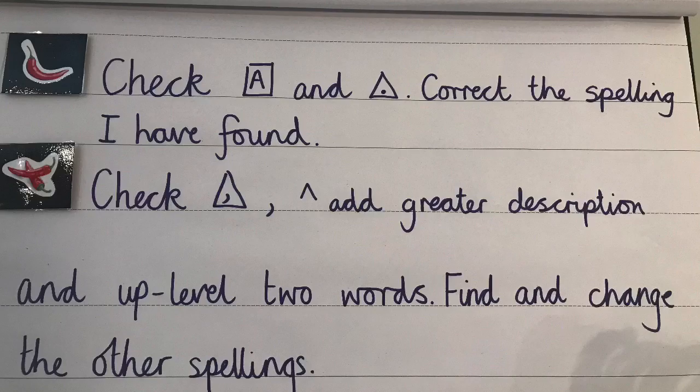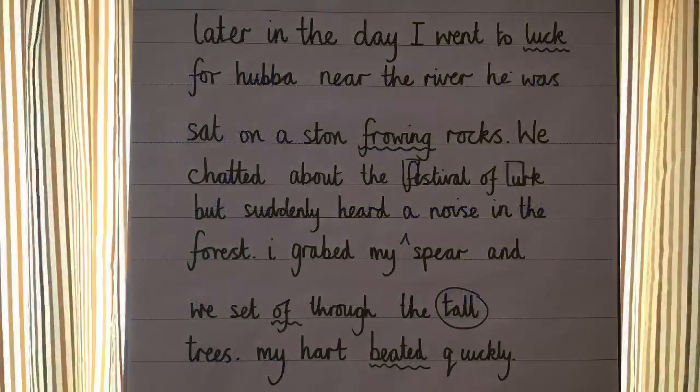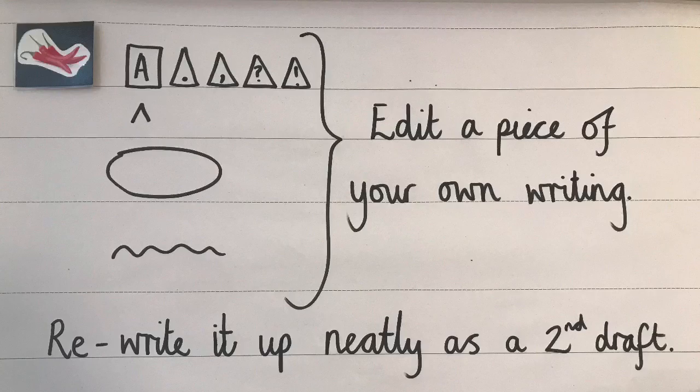Chili 1, I would like you to look for capital letters and full stops and correct the spelling. Chili 2, I'd like you to look for commas and to look to add greater detail as well as up-level 2 of the words I found. There are also some other spelling errors that you will need to correct. Go and look carefully. If you're Chili 3 today, I'd like you to edit a piece of your own writing. When you've edited it, write it up neatly as a second draft.